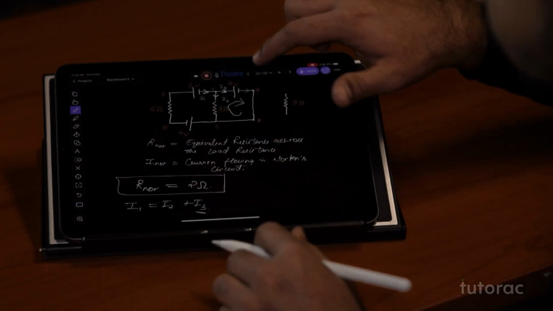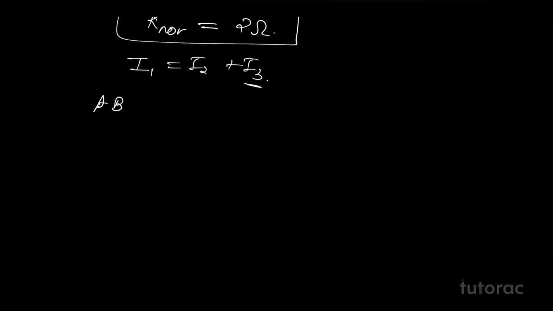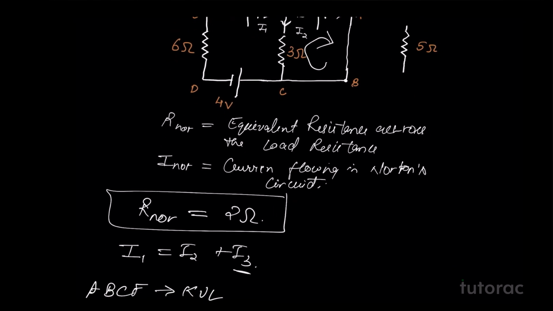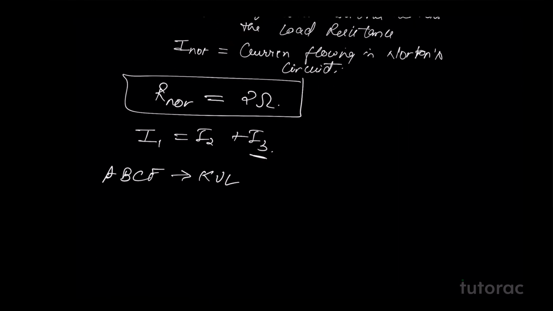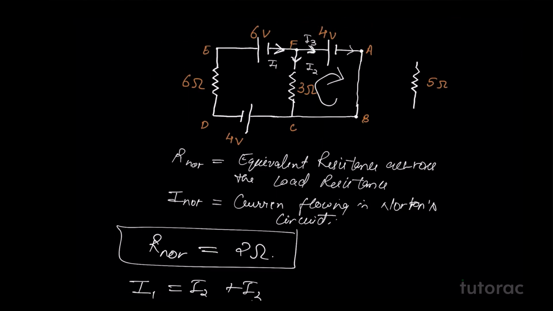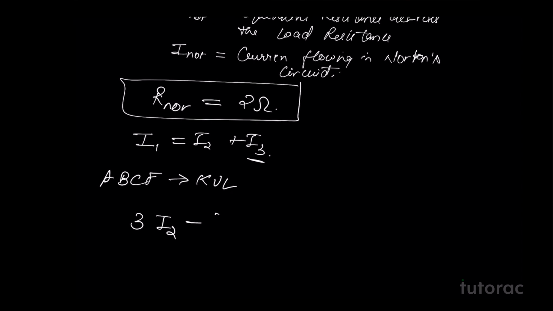If I see this loop and apply KVL in ABCF, Kirchhoff's voltage law, what should I write? I can write, moving up, opposite to the direction of I2, 3 I2 as we are gaining potential energy. Then loss of 4 volt, so minus 4, and we get equals to 0. So I2 can easily be calculated as 4 by 3 ampere.